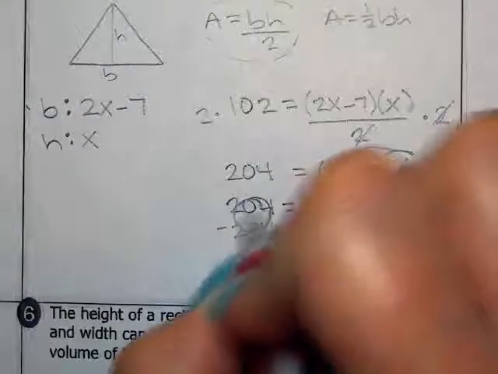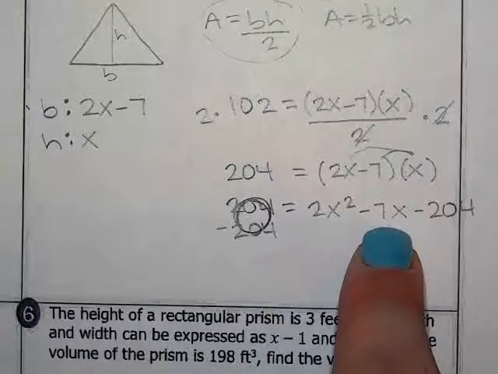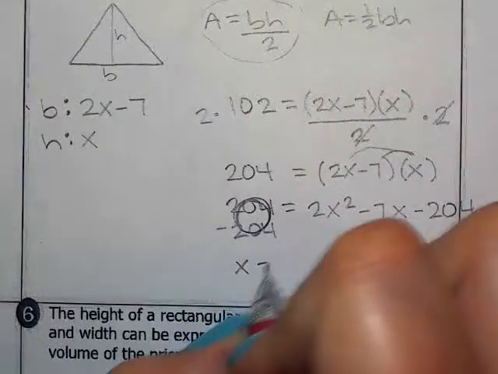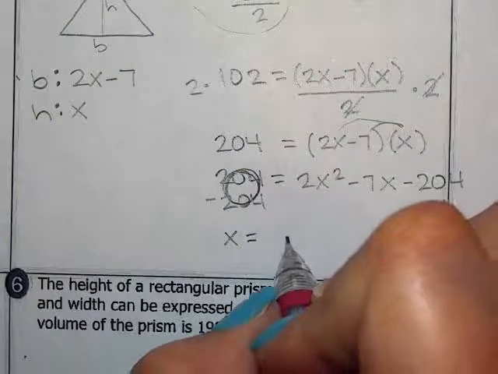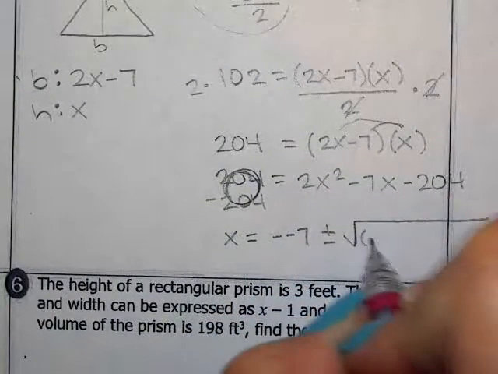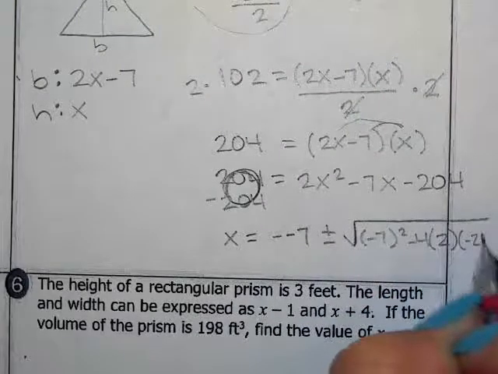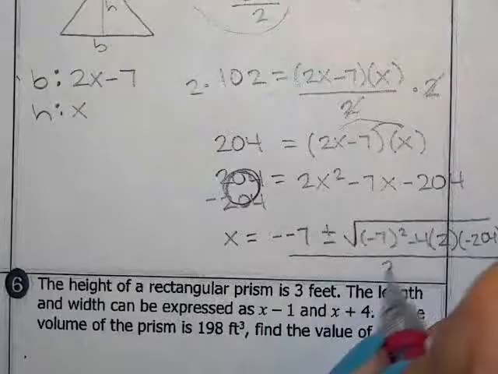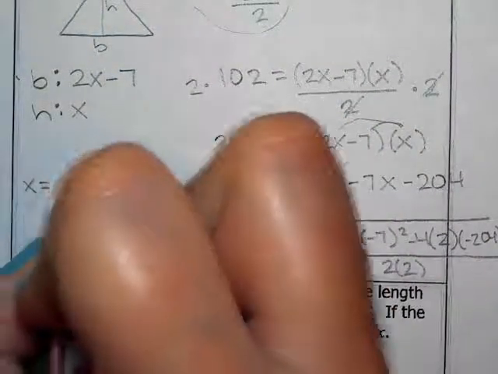And so we know that our A is 2, our B is -7, our C is -204. So we have x equals, and what am I going to be writing for the quadratic formula? -7 plus or minus... divided by 2 times 2, okay.